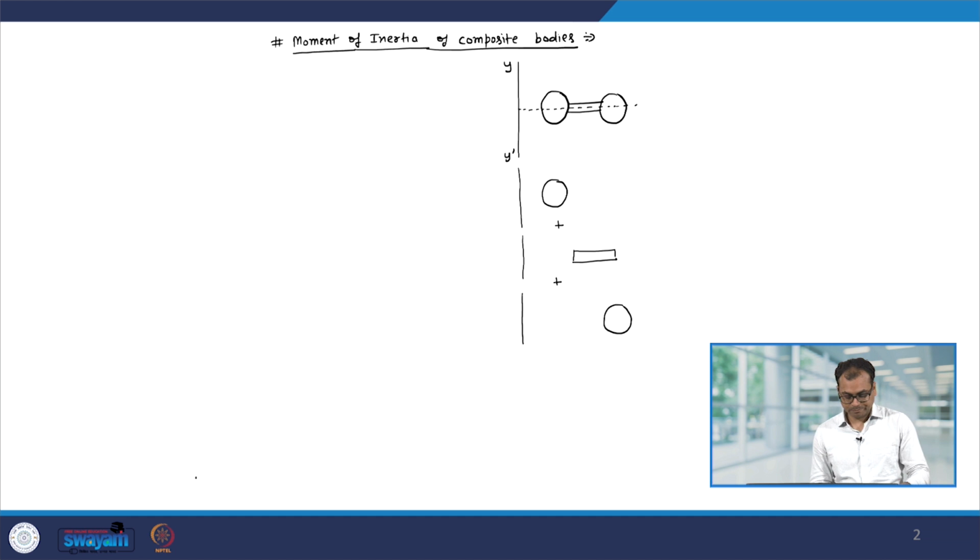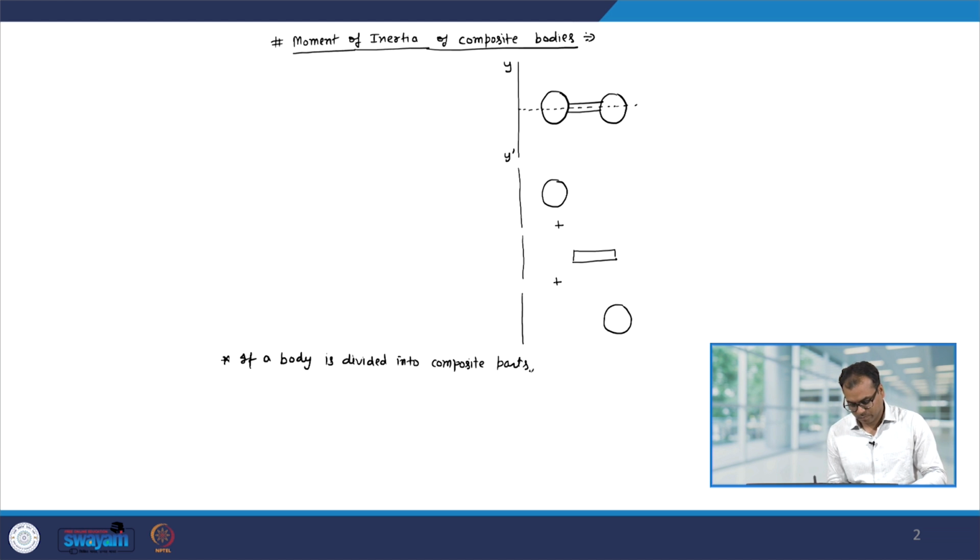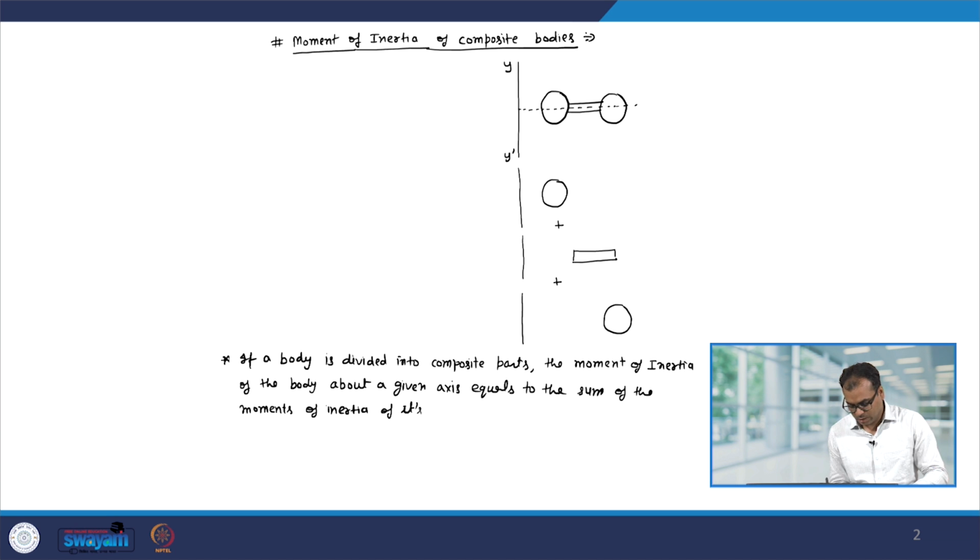Let me write it down in the text. If a body is divided into composite parts, the moment of inertia of the body about a given axis equals the sum of the moment of inertia of its parts about that axis.